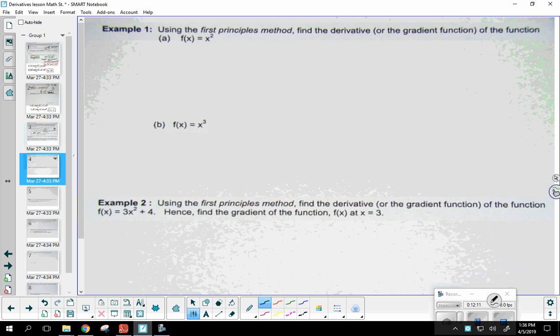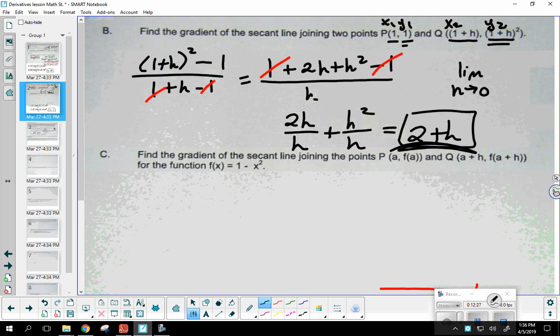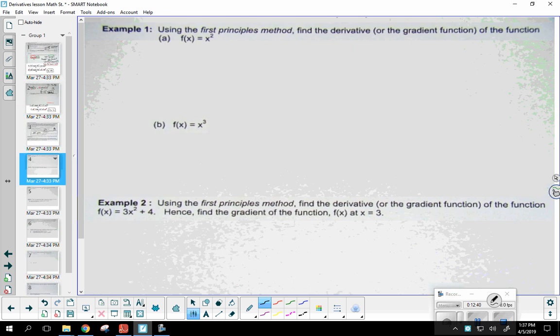Using the first principles method, find the derivative or the gradient function of the function. Now you'll notice the directions here are a little different because part of what we're doing next week, I'm going to have a quiz for you. And on the quiz, I've copied the instructions exactly. It'll say find the gradient of the secant line for a couple of points. Well, what that's telling you to do is apply the formula, but don't take the limit. You're going to leave your answer in terms of h. But if I tell you, first principles method or find me the derivative, you will take the limit as h approaches 0 of whatever expression you get. Is everybody okay with that?